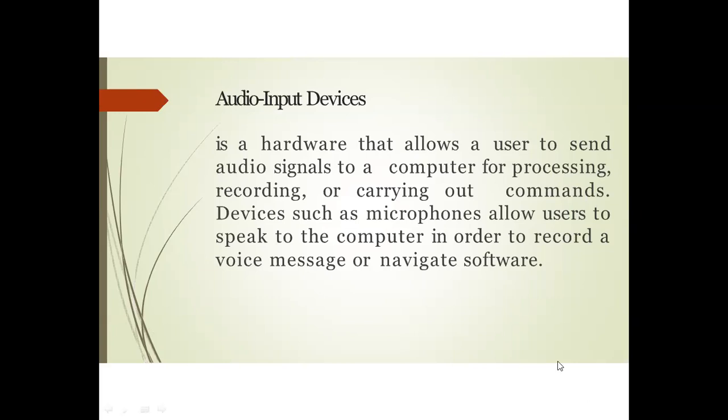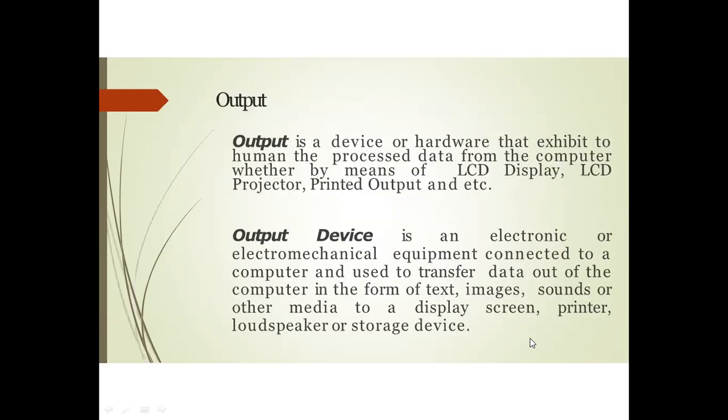So let's proceed now with the output devices. So output devices, it is a device or hardware that exhibit to human the processed data from the computer, whether by means of LCD display, LCD projector, printed output, and etc. So output device is an electronic or electromechanical equipment connected to a computer and used to transfer data out of the computer in the form of text, images, sounds, or other media to display screen, printer, loudspeaker, or storage device.